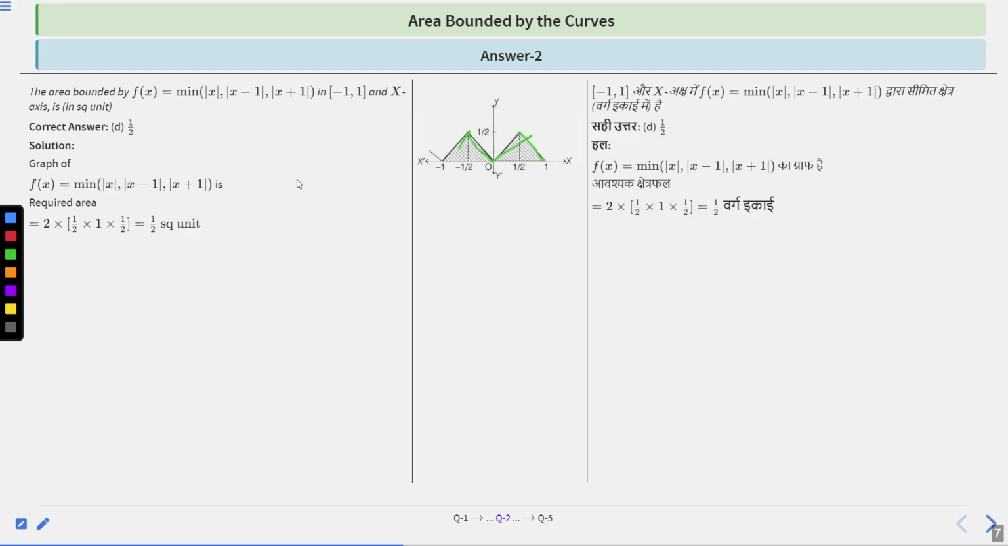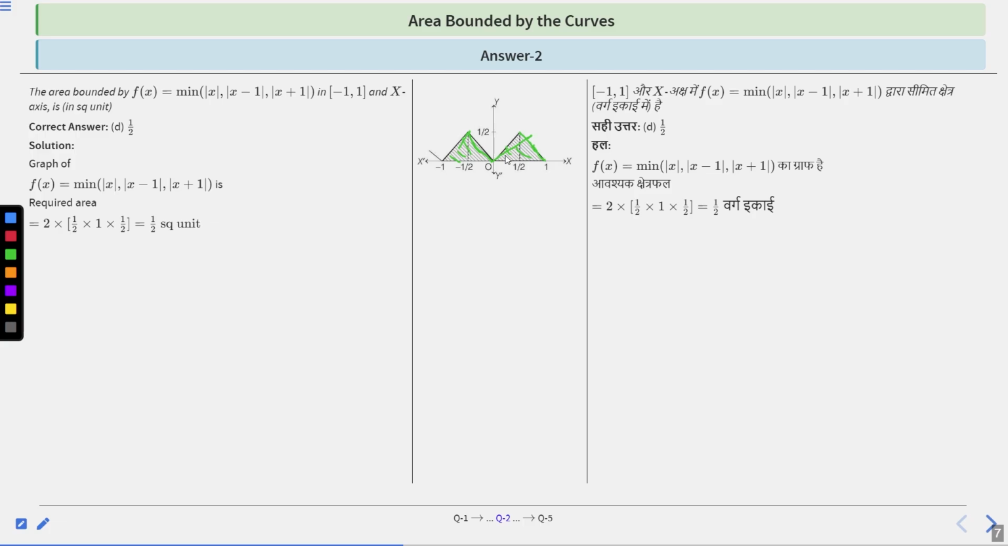So by doing all the observations, you can easily observe that we have to basically calculate the area of this shaded portion, okay? This shaded portion. Since f(x) is equal to the minimum of |x| minus 1 and |x| plus 1, therefore the required area will be the area of this shaded region, and the shaded region is basically symmetric about the y-axis. So we can first find the area of one region and multiply it by 2, right?